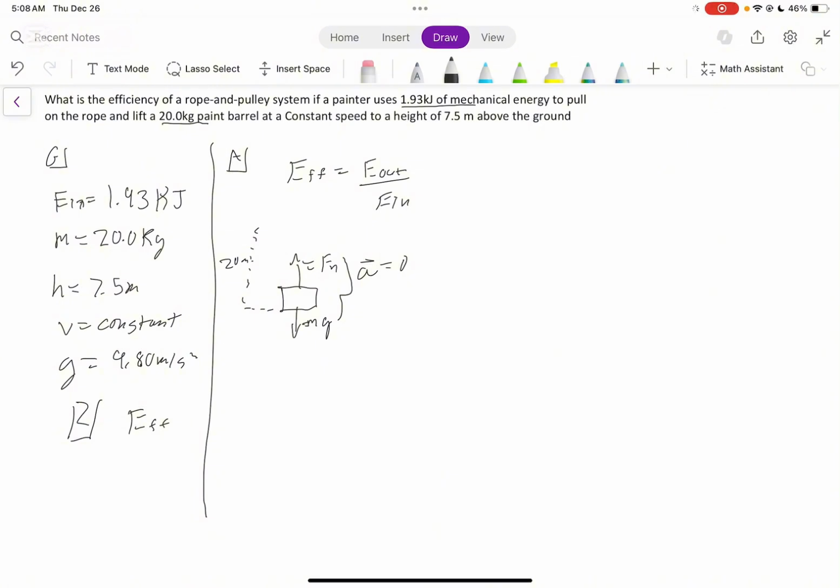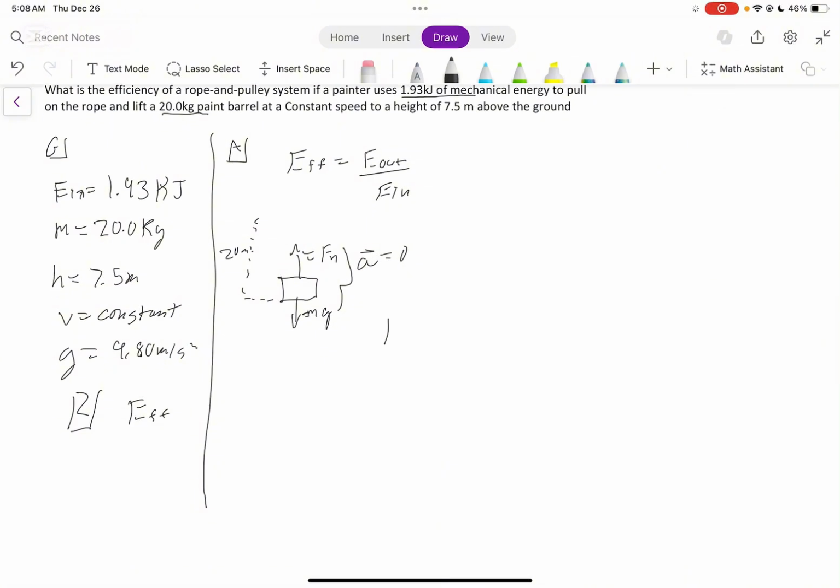So we can simply use gravitational potential energy to find our true E out, because E out is just equal to EG. Again, the acceleration is 0 and the forces are balanced, but we also have a height that he's adding, so we can just multiply mgh. Similar to how in the previous lessons we determined how we got the formula for mgh, this just applies here. So E out is equal to EG, which is just equal to mgh.